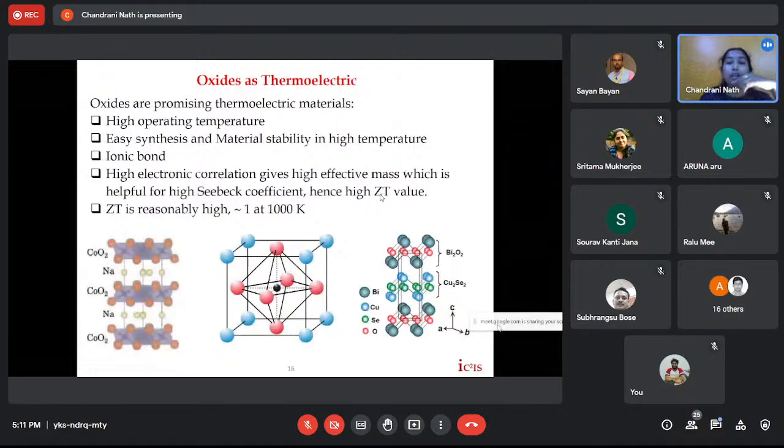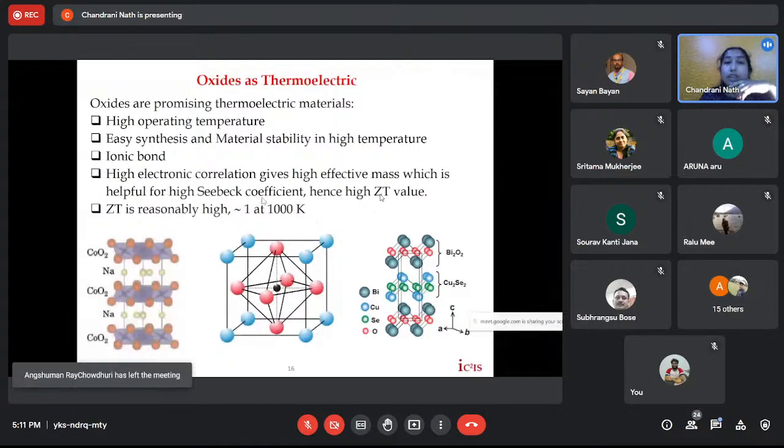My main interest is in oxides as thermoelectrics. Why? Because these oxides have a high operating temperature, very easy synthesis methods, and very easy material availability. These materials are formed by ionic bonds, which helps us to play with their chemical composition.